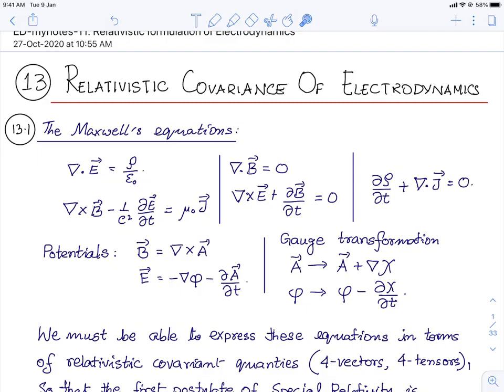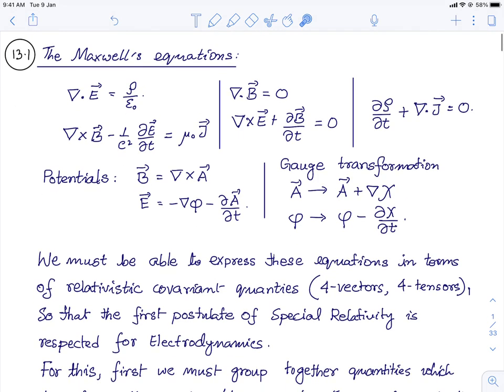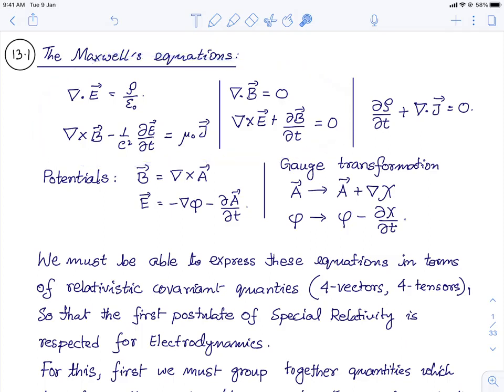Okay, so basically we would like to see now how to express these quantities as relativistically covariant quantities. That means they are four vectors or four tensors or four scalars. That's what we want to see. So in order to do that, of course the players in the game are not going to change. These are going to be the players in the game. It's just that the way they fit together may be different.